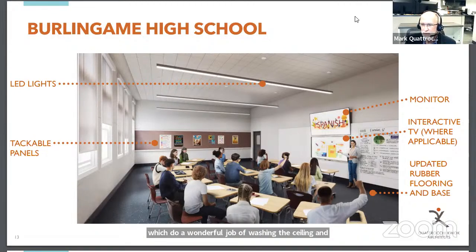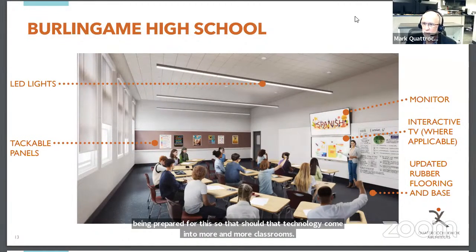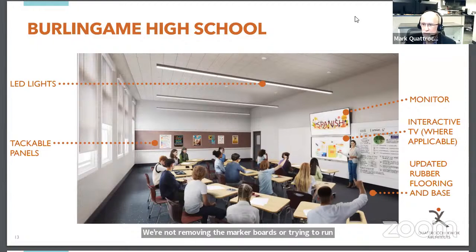Then on the right-hand side, again, you see the marker board as well as the monitor, but also notice there's a second monitor. A number of your teachers have interactive monitors where you can write directly on it, and it records that data or converts handwriting into type. They're a really powerful tool that some of your teachers are using. I want you to know that we're not only providing for those, but all 420 of the teaching spaces you have are being prepared for this, so that should that technology come into more and more classrooms, we're not removing the marker boards or trying to run wires on the surface.